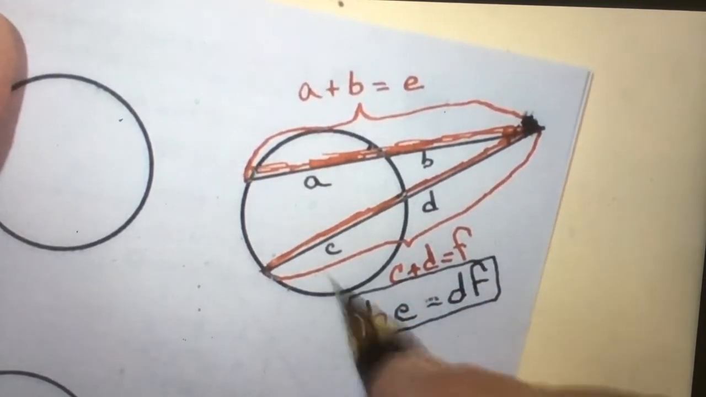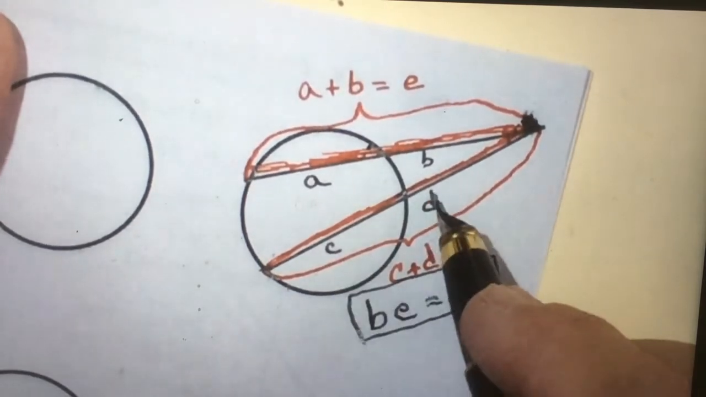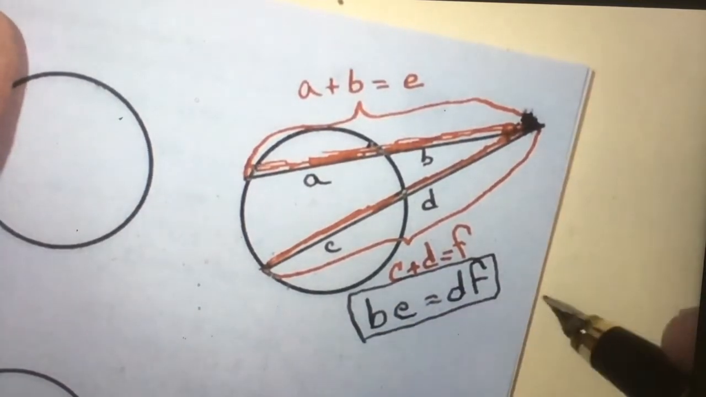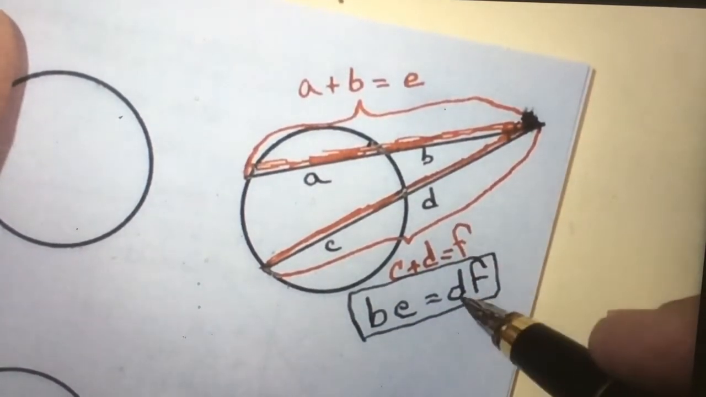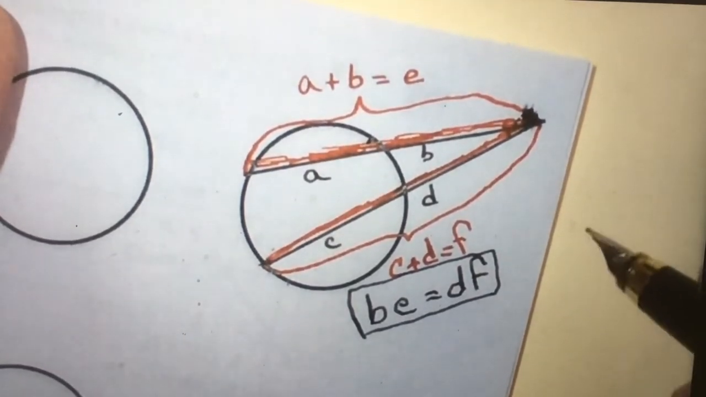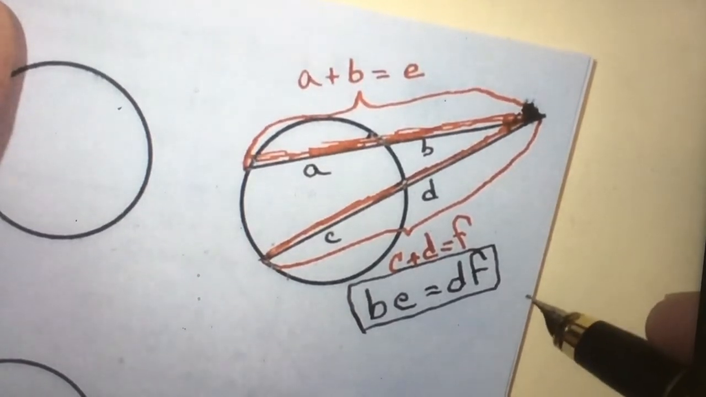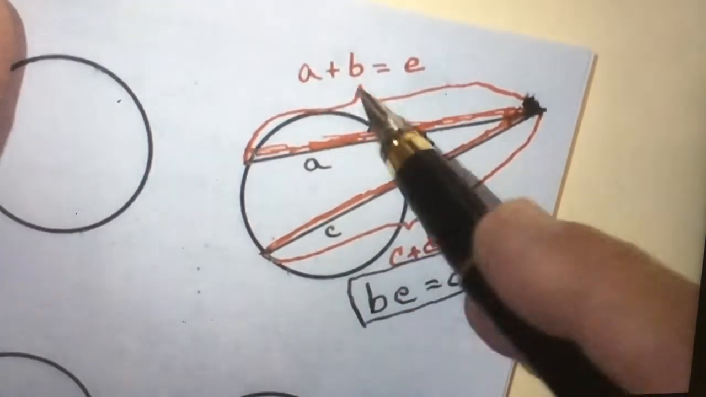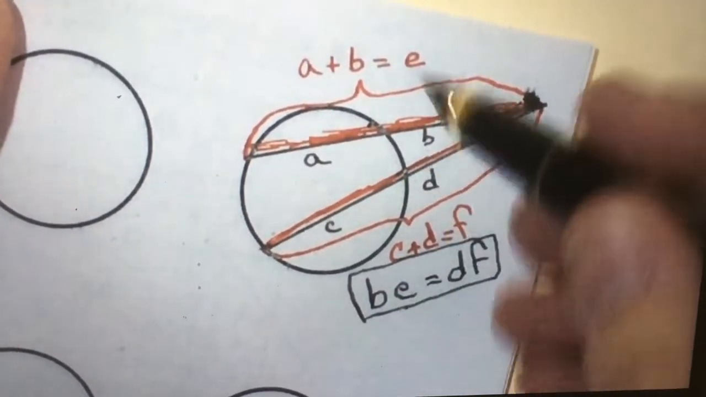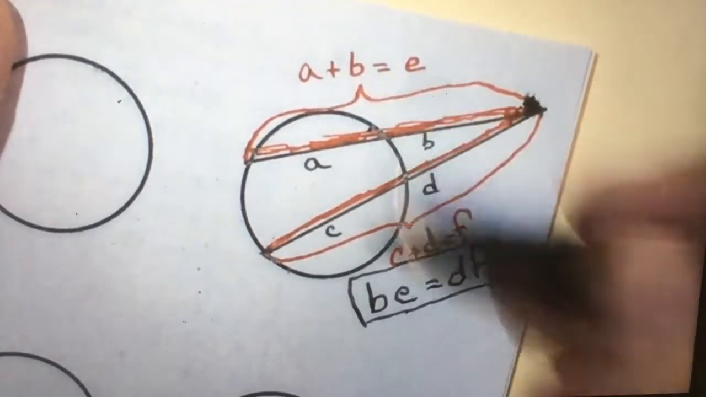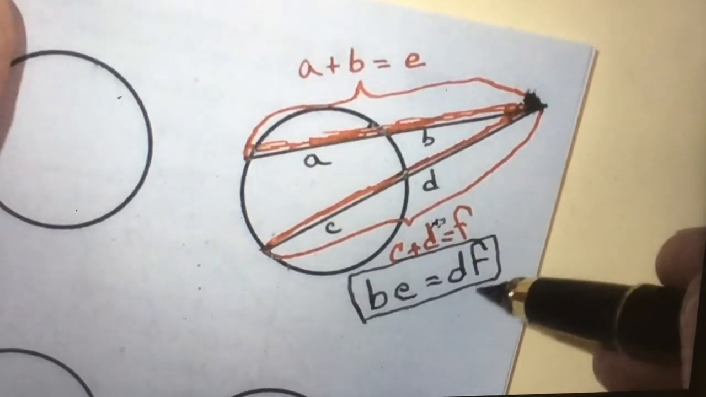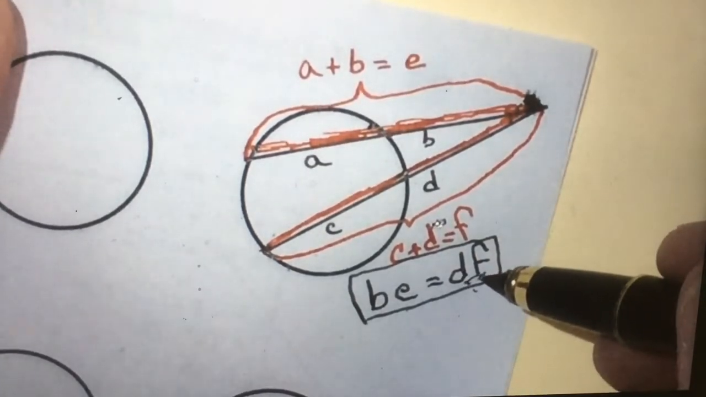Now, if you don't have E and F, but you have these two, well, then you can figure out what E and F are by adding them together. If you don't have E and F, would it just be B times B plus A? Yep. That's why I did this. So E, where I have E here, you could substitute A plus B. And where I have F here, you could substitute C plus D.